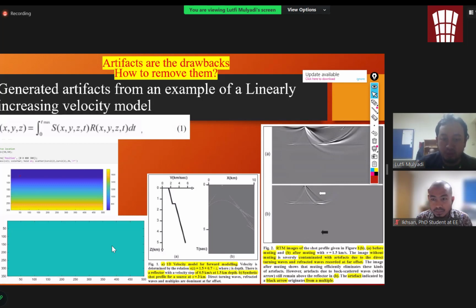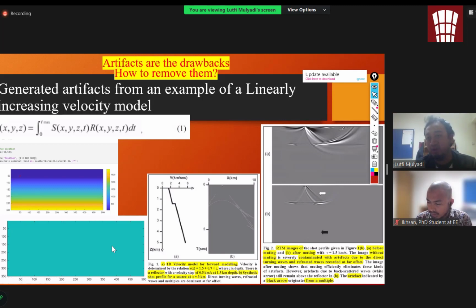This is the synthetic shot profile for the source at 3 kilometers. We can see the direct wave, refracted waves, and multiples here. And this results in figure 2, where we have the resulting RTM images.